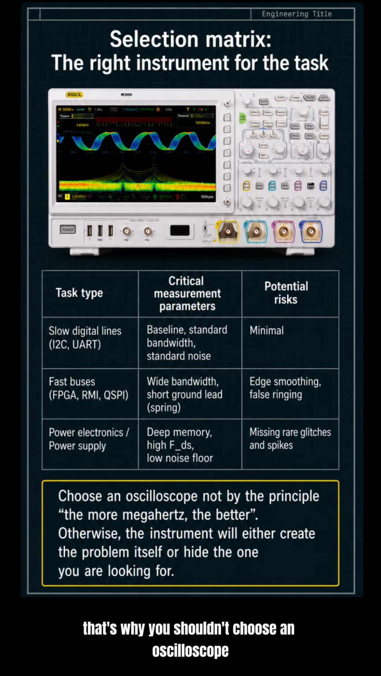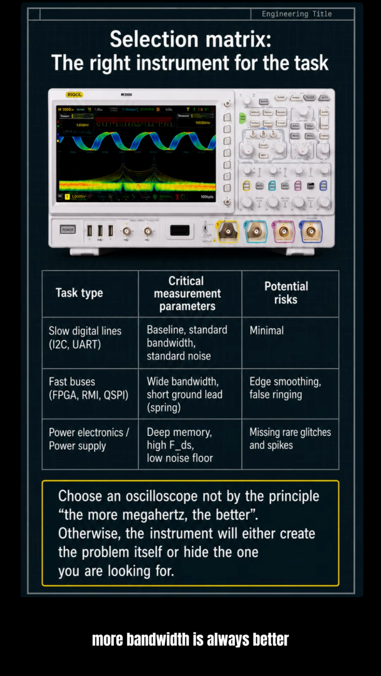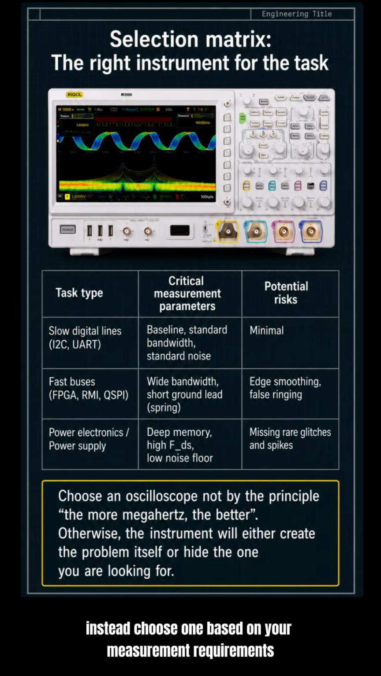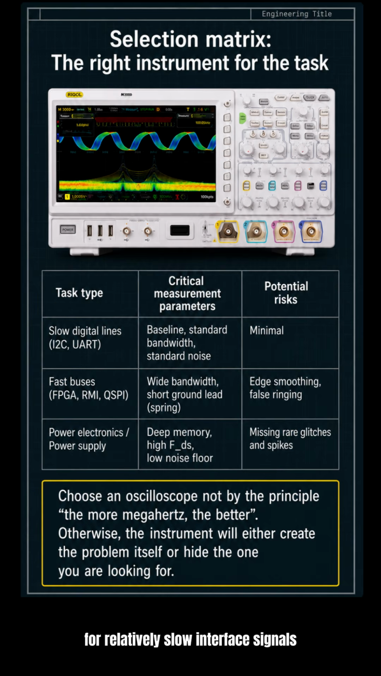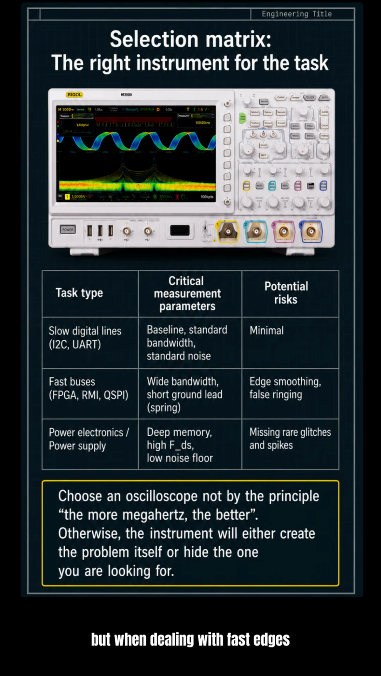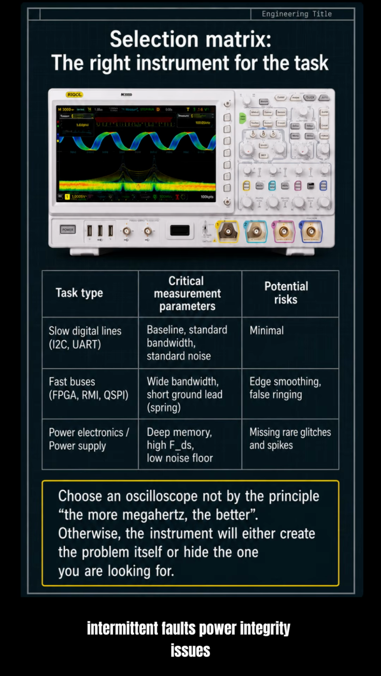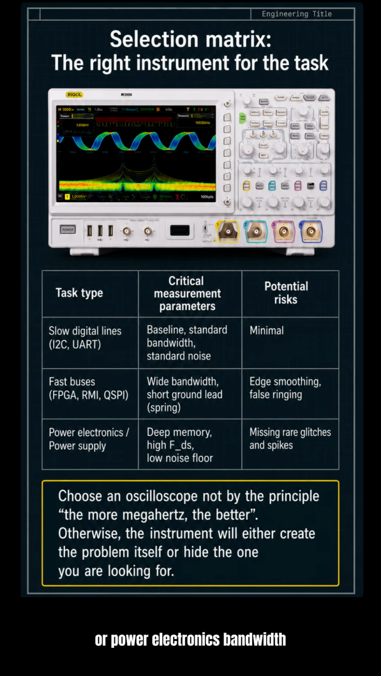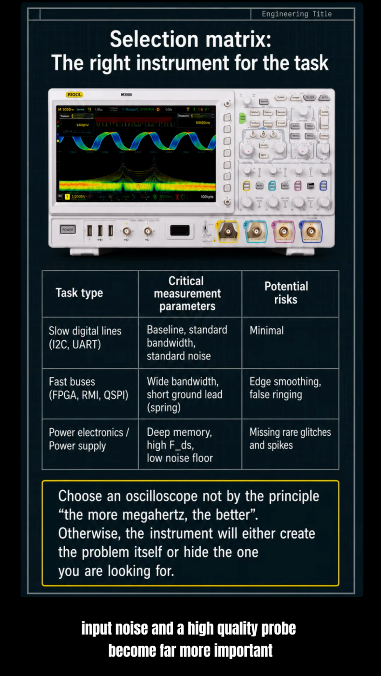That's why you shouldn't choose an oscilloscope based on the simple rule of "more bandwidth is always better." Instead, choose one based on your measurement requirements. For relatively slow interface signals, an entry-level oscilloscope may be perfectly adequate. But when dealing with fast edges, intermittent faults, power integrity issues, or power electronics, bandwidth, sampling rate, memory depth, trigger performance, input noise, and a high-quality probe become far more important. Otherwise, your oscilloscope may either create problems that don't actually exist or hide the very problems you're trying to find.